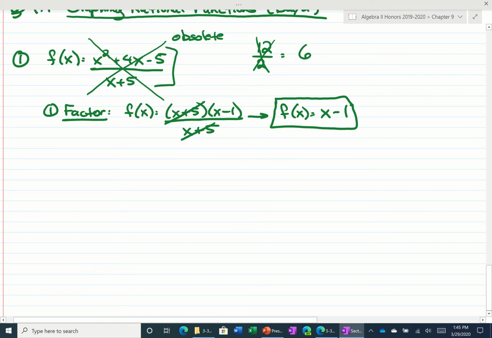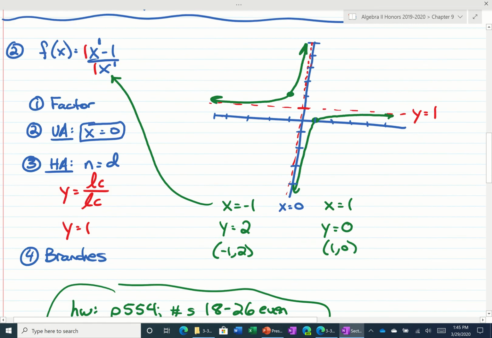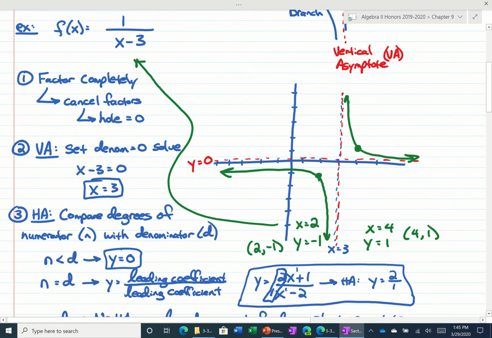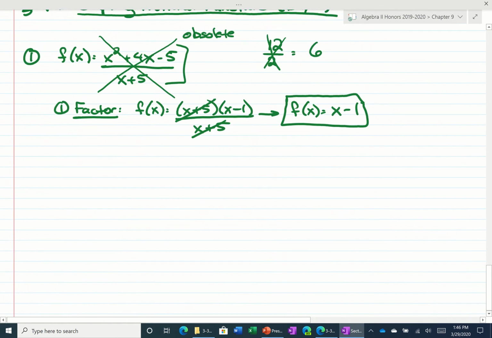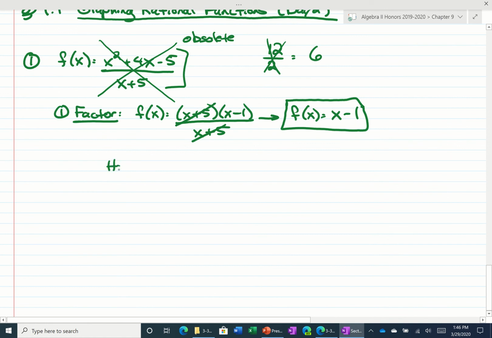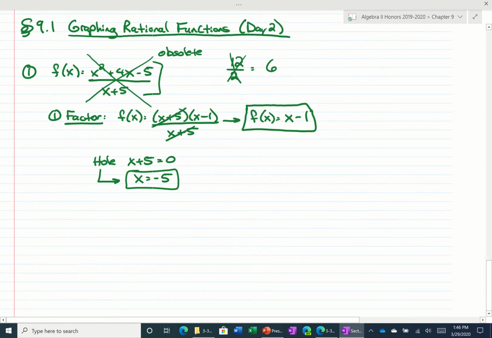There's one catch though. In the notes we said that when you factor, if you cancel factors, you get a hole when they equal 0. That's what we're going to be looking at today. So let me show you what that looks like in this lesson. We canceled out x plus 5. We make it equal to 0, and there's going to be a hole whenever x is equal to negative 5. So as far as what this first graph would look like, let me show you.